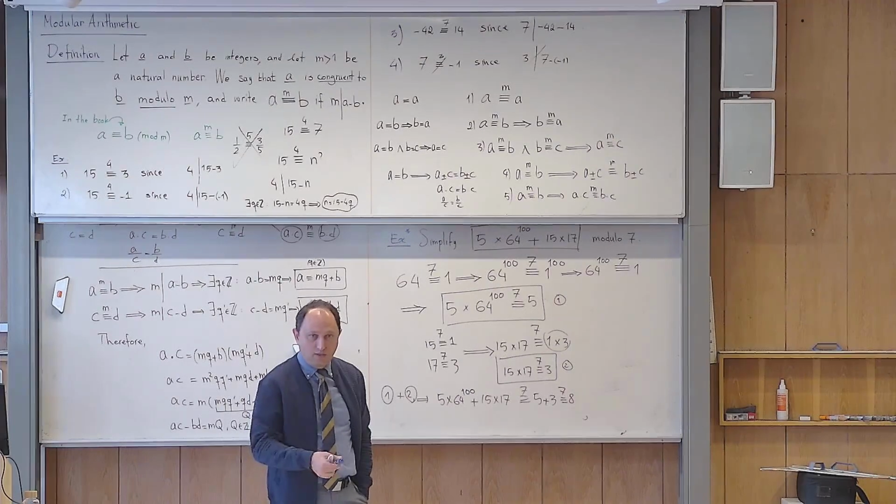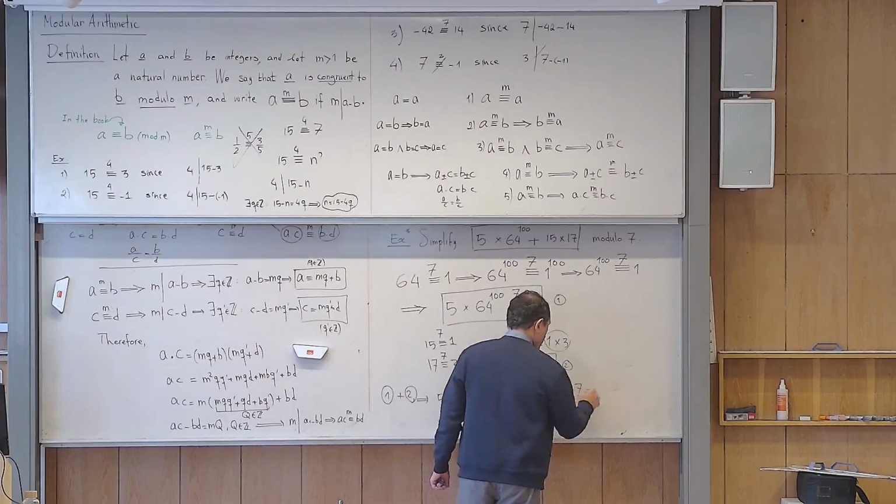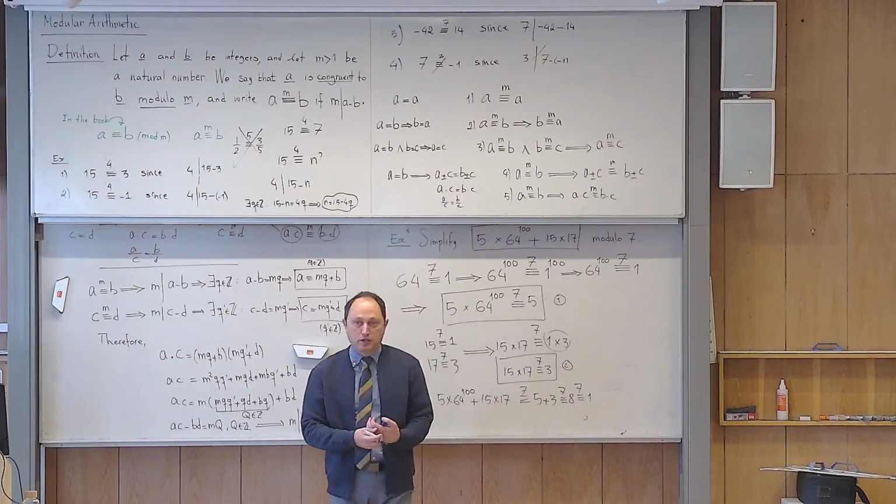8 is 1. Yes, understandable. Because 8 is congruent to 1 modulo 7. Why? Because 8 minus 1 is 7, and 7 is divisible by 7.